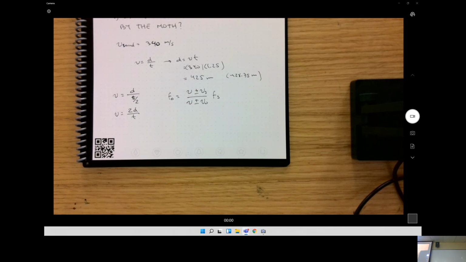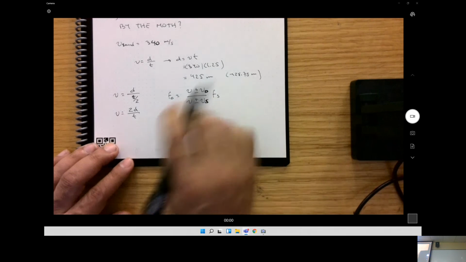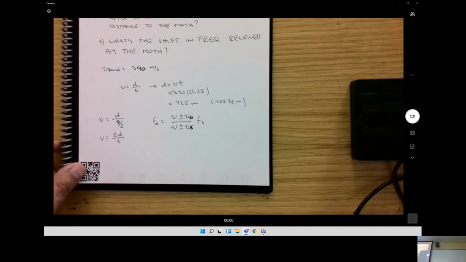Just to make sure that I have that equation correct. Nope, I was getting it wrong. It's BO, BS. Okay.